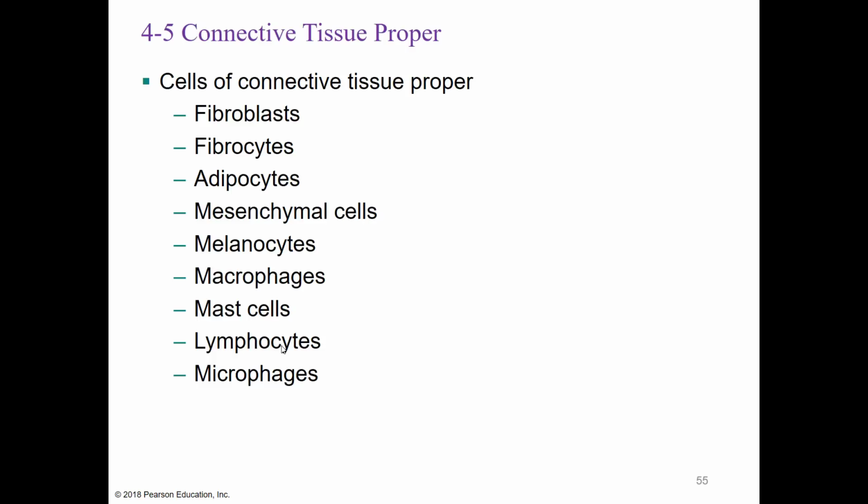So this is a list of the main specialized cells that we will see in connective tissue proper. So depending on the tissue, you may see some of these, all of these, or even just one type in the tissue. But we're going to go ahead and get acquainted with all of these so that when we hear a specific tissue, we recognize the cells that are in that specific tissue.